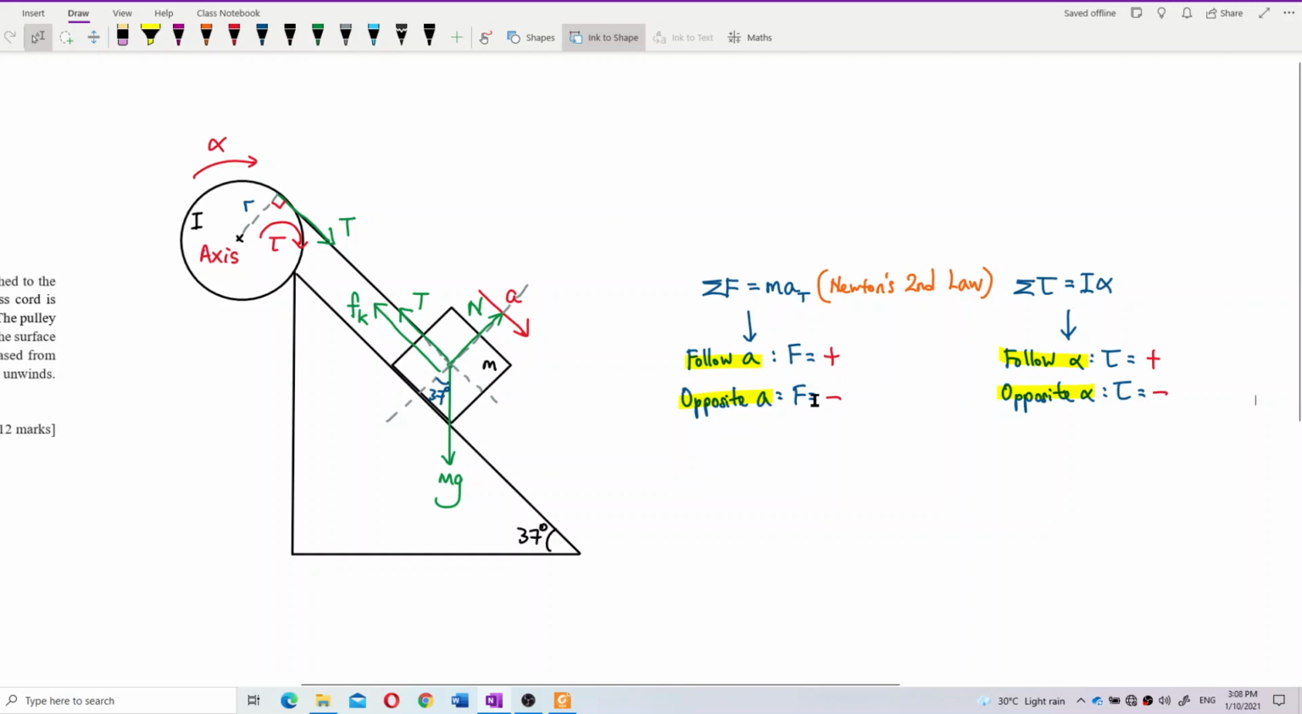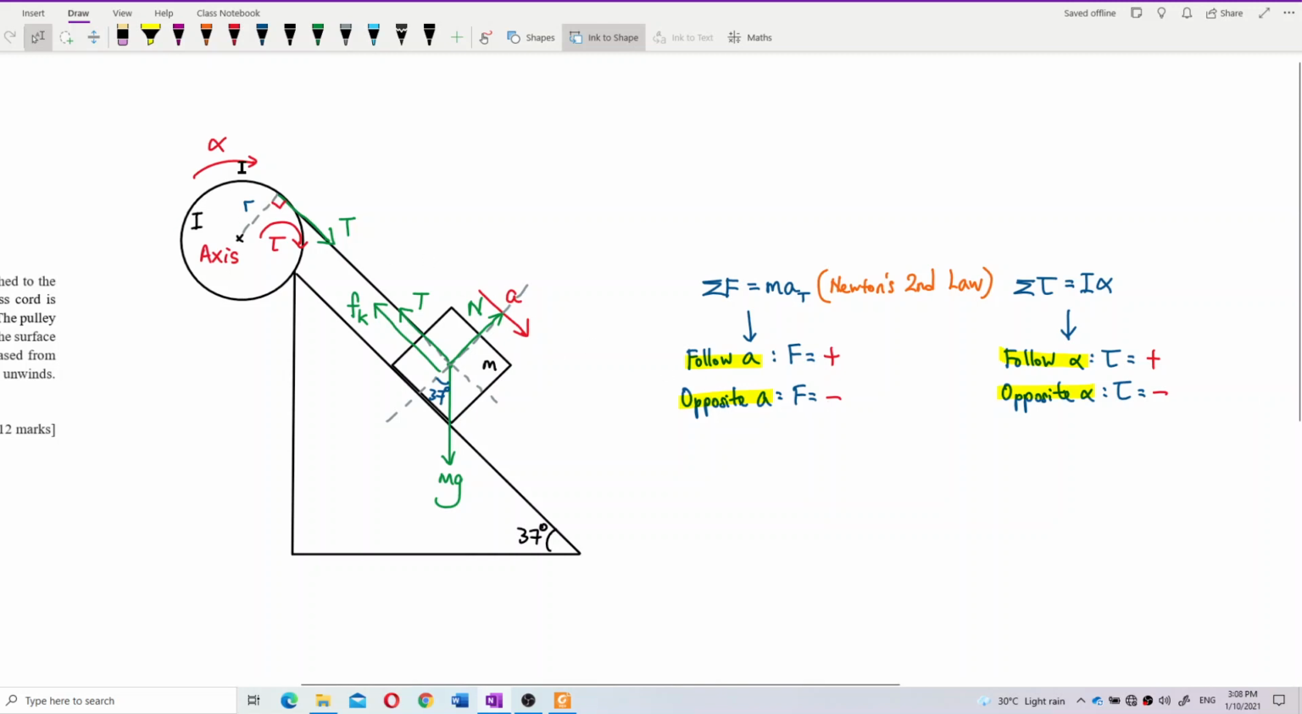And then the positive and negative signs. You see mg, you need to resolve it into two components, a parallel component and a perpendicular component, x and y components, before we can proceed. The other forces I think no need to resolve. Then the direction: which forces are positive, which forces are negative. Follow this principle: the direction of acceleration is positive, opposite to the acceleration is negative.